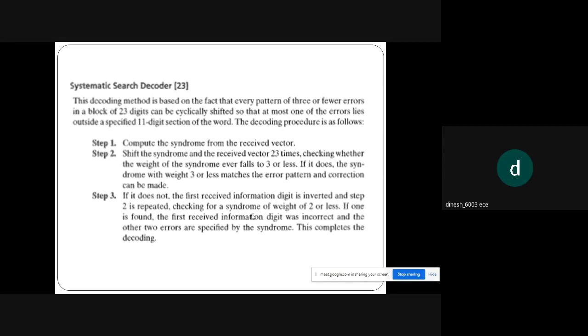If it does not, then the first received information digit is inverted, and step 2 is repeated again until we get the errors to be less than or equal to 3. And we'll be checking for a syndrome of weight 2 or less. If it is found, the first information digit is incorrect and the other two errors are specified by the syndrome. This completes the decoding. A simple systematic search decoder.